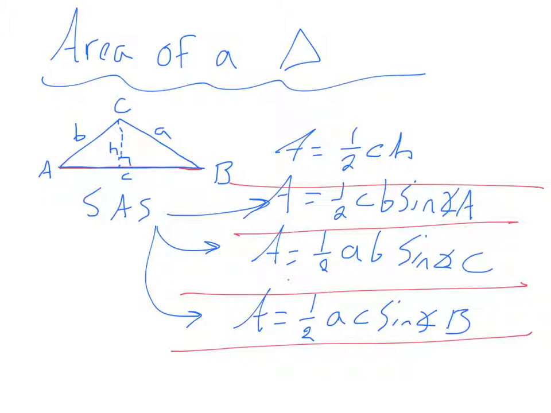So, but we need side angle side. And so if we don't have it, and we want to use these formulas, then we have to go ahead and use either law of sines or law of cosines to find the missing pieces of information that would get us to having SAS. Because if we don't have SAS, we can't immediately use the formula. We're going to have to find some more information first.